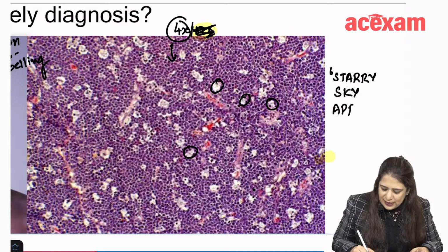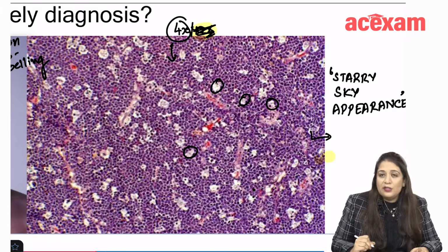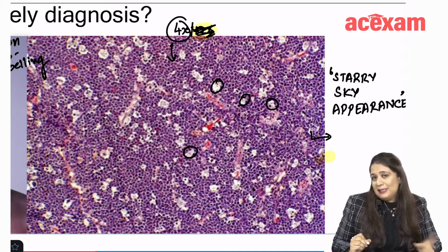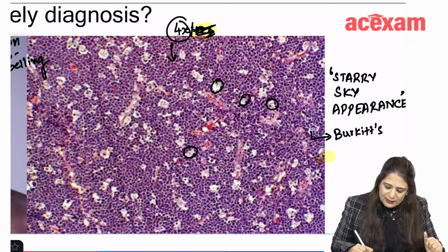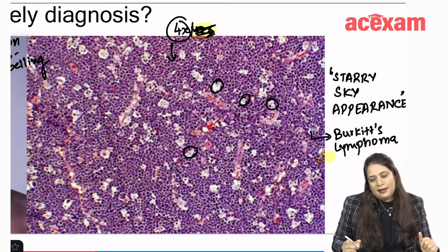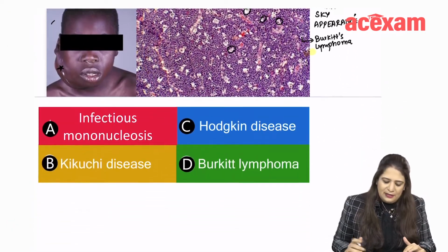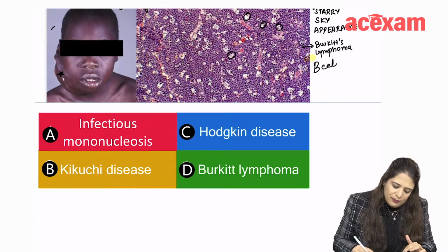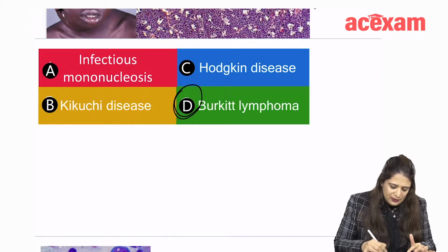So do you know where the starry sky appearance is seen? It's seen in one lymphoma. Which lymphoma? The one which is associated with EBV. And EBV, like I told you in this lecture, is associated with Burkitt's lymphoma. And this Burkitt's lymphoma is the one which shows the starry sky appearance. And what kind of lymphoma is it? A B cell lymphoma? Is it a T cell lymphoma? It is actually a B cell lymphoma, a mature B cell neoplasm. And so the answer is this.